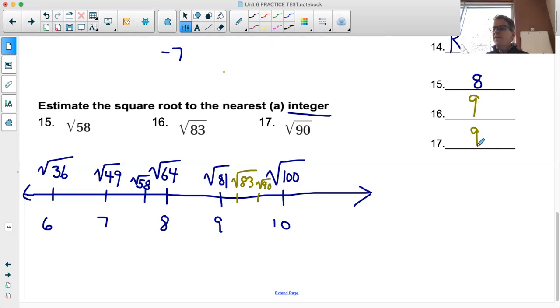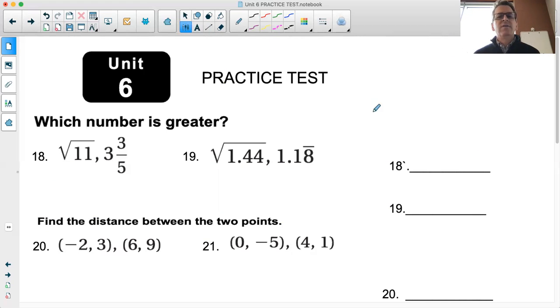Okay, moving to the last page of the practice test for Unit 6. Determining which number is greater. In this case, we are trying to determine which number is greater. Some of these will be quite obvious. Some of them you might have to work a little bit for.